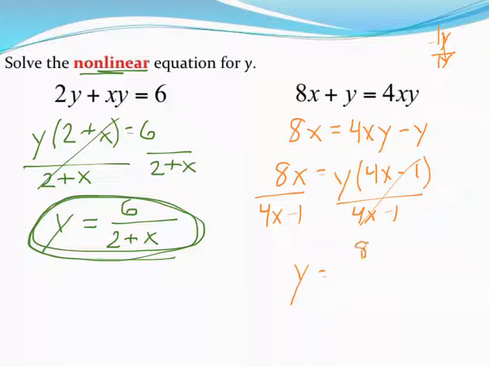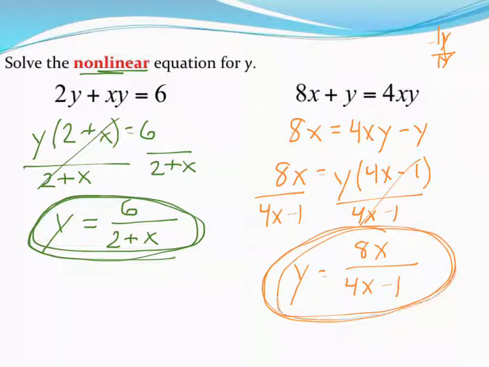My final answer then should be 8x divided by 4x minus 1, and again, no matter how tempted you are, do not cross out those x's, don't cross out the 8 and the 4. They do not simplify that way. Again, we'll talk more about why later in the year, but for now just know you cannot simplify any further. So that is my rearranged solved equation for y.